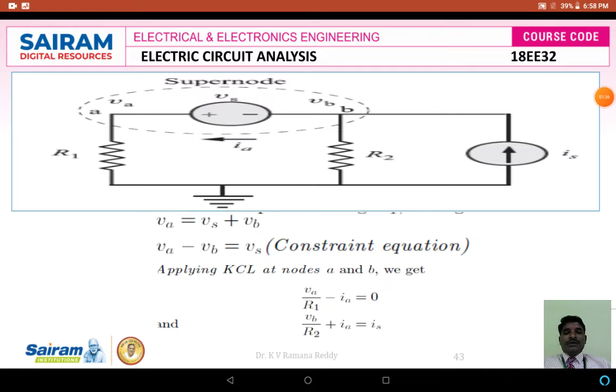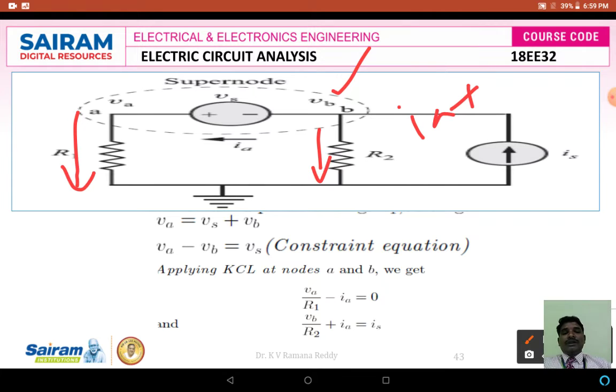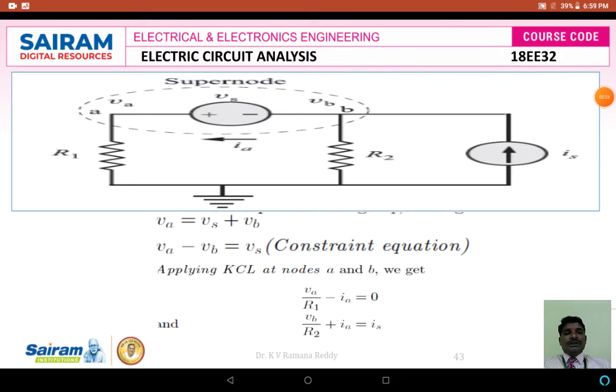The next step is to apply KCL at node A and node B. Suppose I apply Kirchhoff's current law at node A and node B together, then the node equation is called the supernode equation. With respect to node A, there is only one current going from node A to ground. Therefore, that current we can write as IA. With respect to node B, if you analyze the current, one current is going towards the ground and one current is coming towards node B, that is IS. Therefore, here we will write the equation like this.